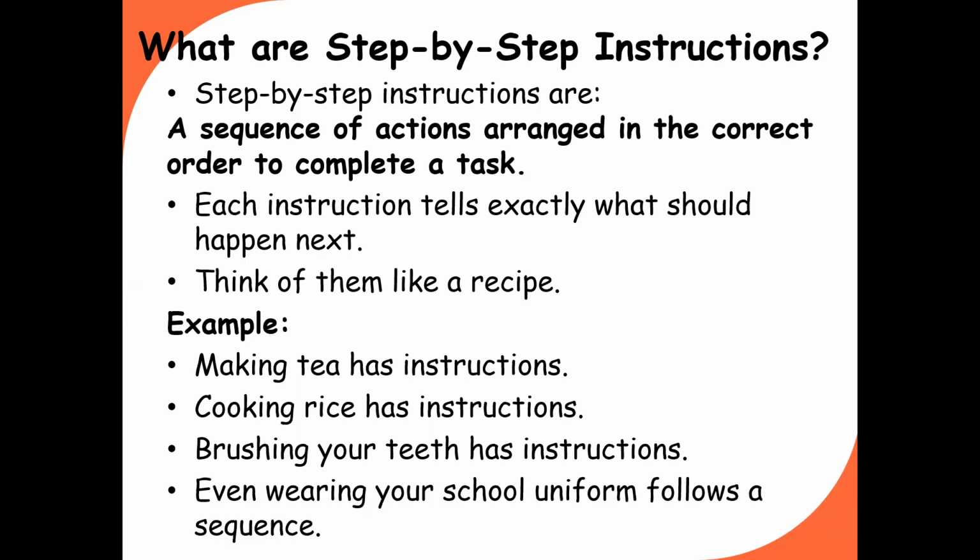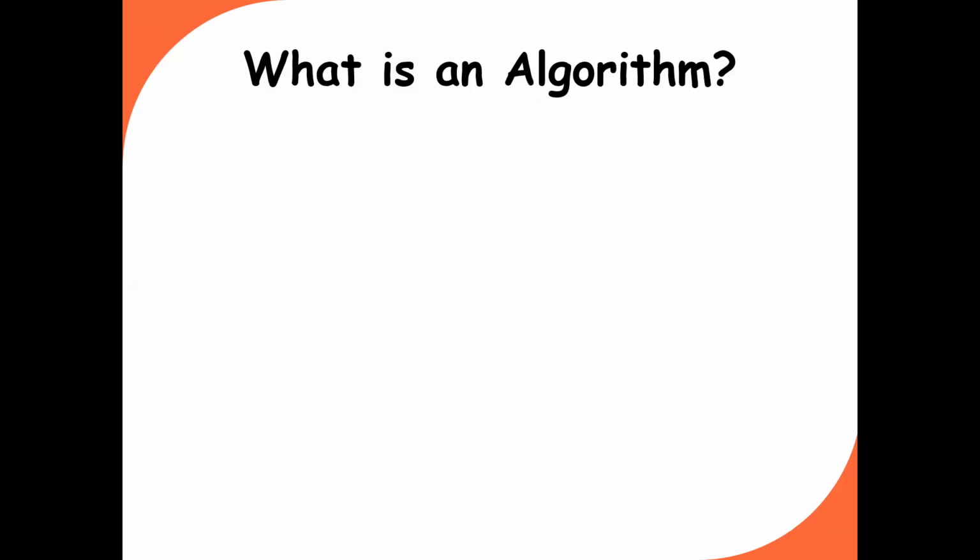Even wearing your school uniform has steps to follow. You cannot start by wearing your shoes, then trousers, and then a t-shirt. You need to wear the t-shirt, trousers, and then socks, shoes. So all these are what? A sequence of instructions. So what is an algorithm?